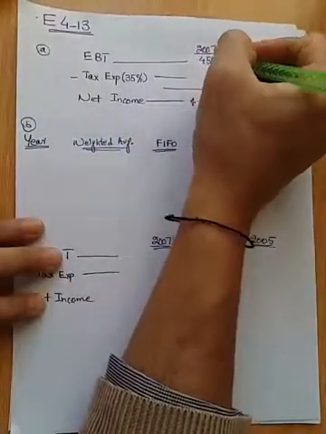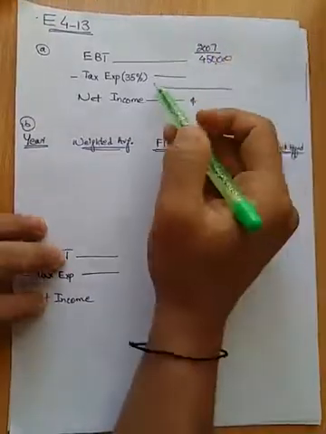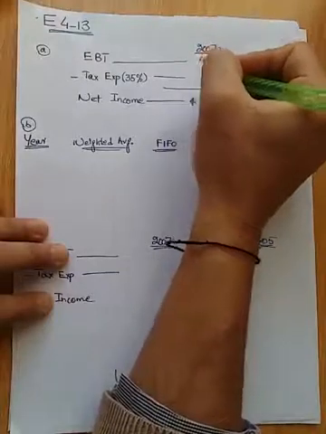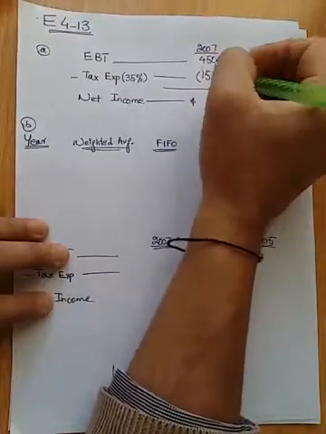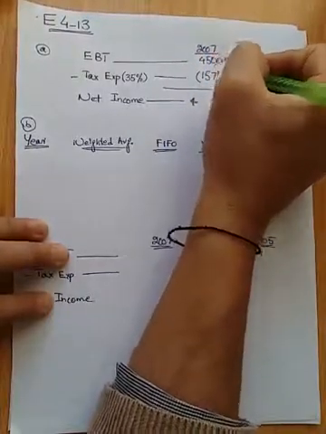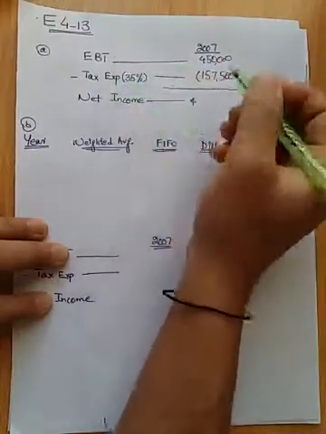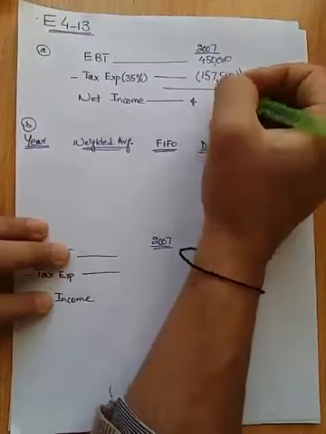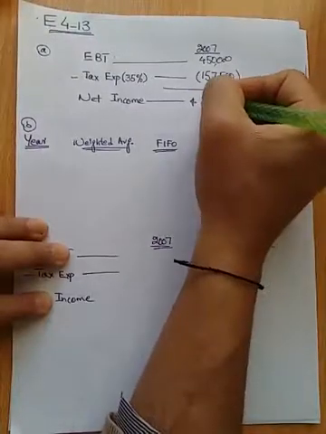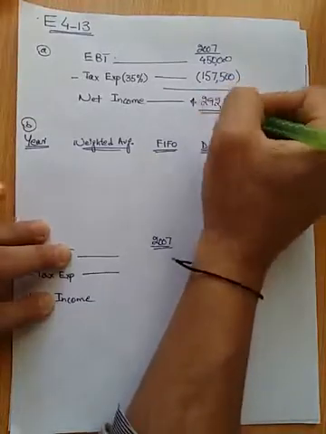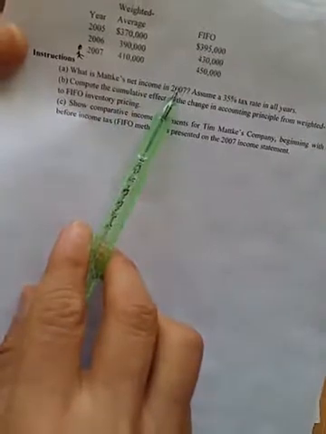I will write it here, $450,000. Then I multiply 35% with this $450,000, so I get a tax expense of $157,500. You know this format, so I'm not explaining it; I've taken it from the income statement format. You subtract it from the earning before tax, and you get your net income of $292,500. That's the answer of part A, where you were supposed to calculate the net income for the year 2007.